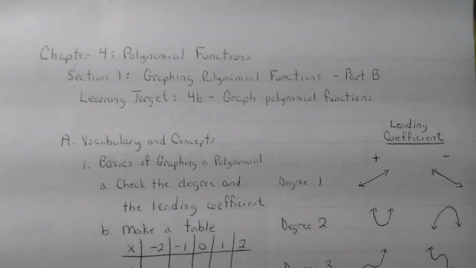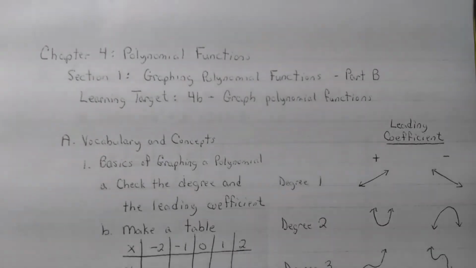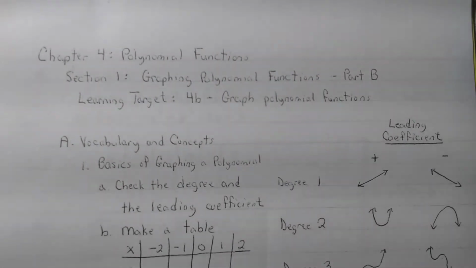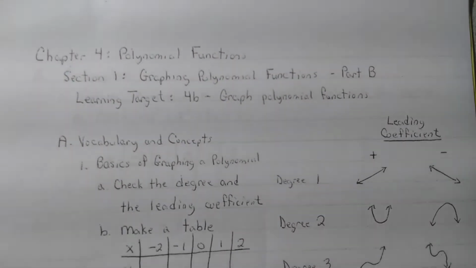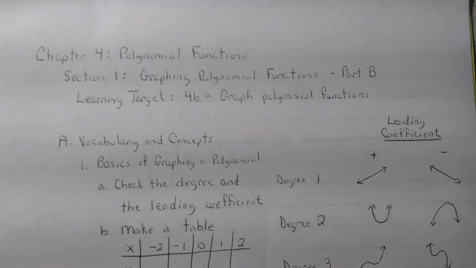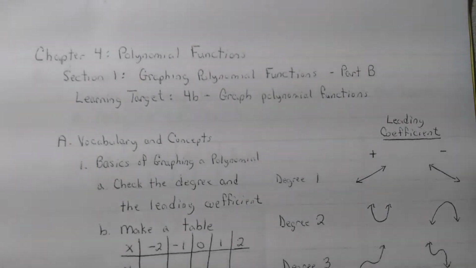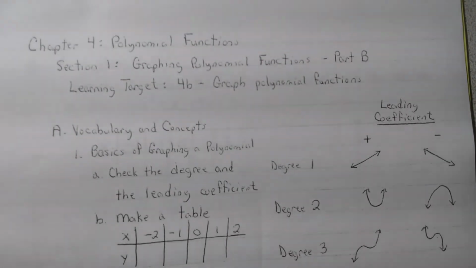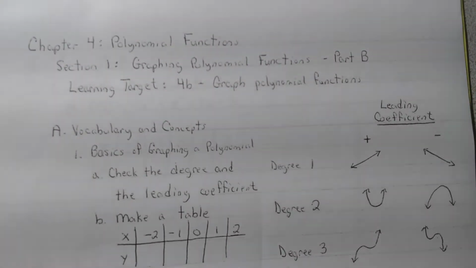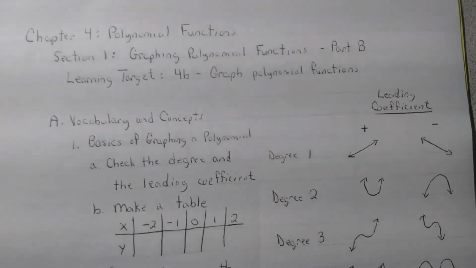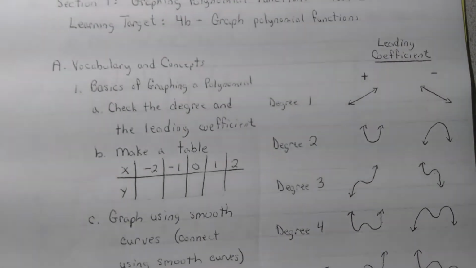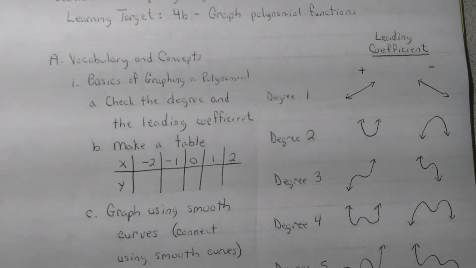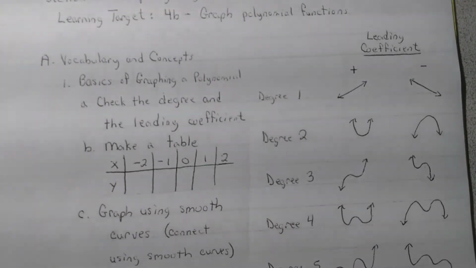Okay, here we go. Today we're going to be covering Chapter 4, Polynomial Functions, Section 1, Graphing Polynomial Functions. This is our second part to this. Our learning target is graphing polynomial functions. Today we're going to go over the basics of graphing a polynomial function when you don't have any information except what you can actually see in the problem.